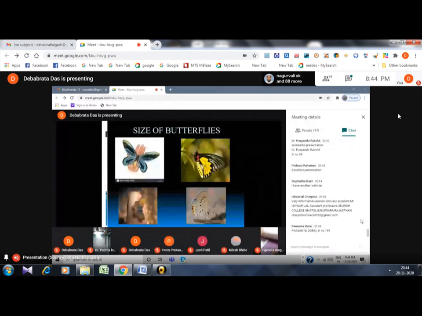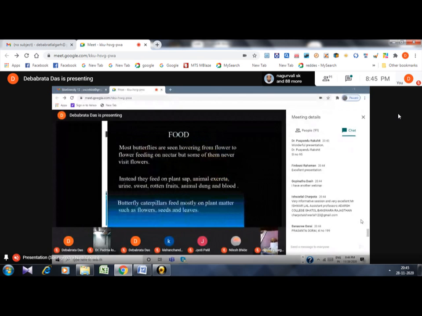So you saw how diverse their size is. It can be as big as our palm, it can be as small as our thumb.